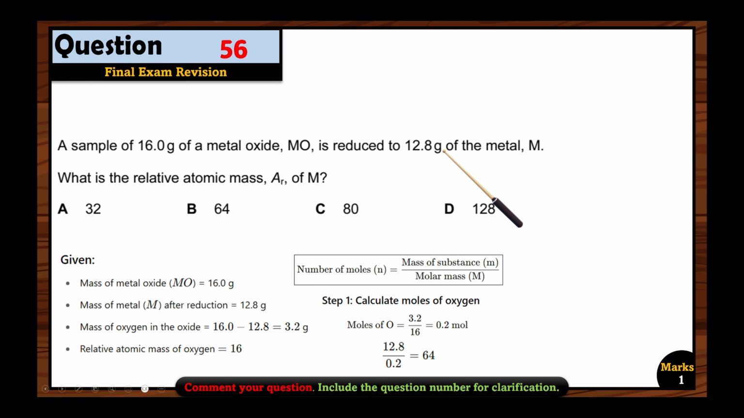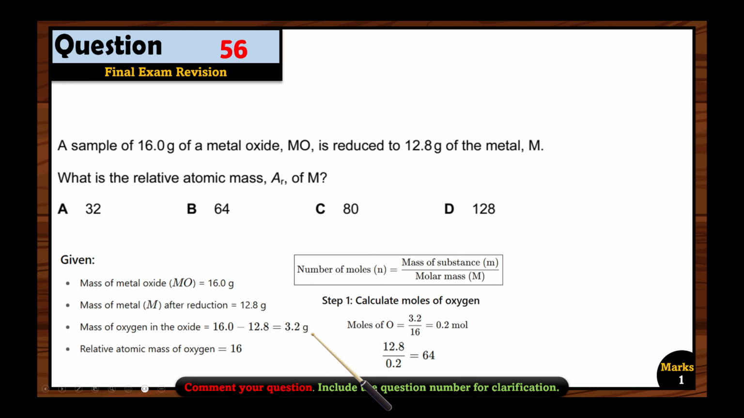So now we know that the metal is 12.8 gram in this 16, and the remaining one is actually oxygen, right? So we can find from the oxygen. Oxygen is how much now? 3.2 gram. So now we know the given mass of oxygen, and we also know the molar mass of oxygen. So it will be easy for us to find the moles of oxygen. That's why we can easily find the moles of oxygen first, because the moles of oxygen will help us to find the moles of M. Our actual target is to find the number of moles of M. So for that, first we have to find the number of moles of oxygen.